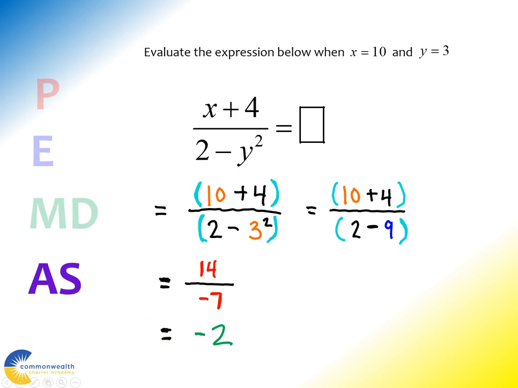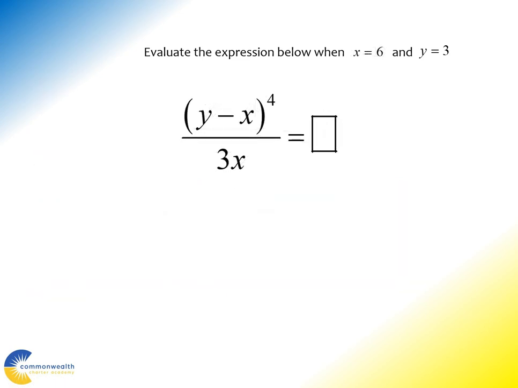So let's give this one more shot. When x is 6 and y is 3, what is y minus x to the 4th power divided by 3x?